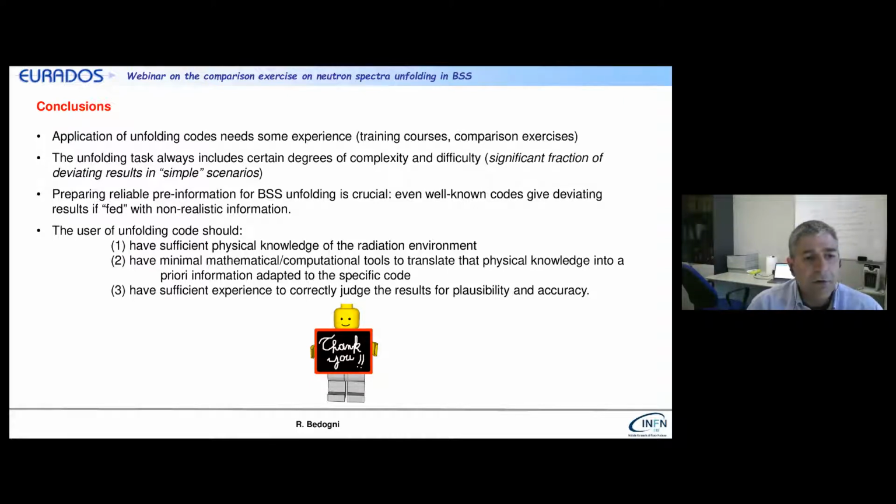The user of the unfolding code should have sufficient physical knowledge to judge the radiation environment and then to make significant hypotheses on the pre-information to be used. They should have minimal mathematical computational tools to translate this physical knowledge into a priori information adapted to the specific code, and should have sufficient experience to judge the result for plausibility and accuracy.